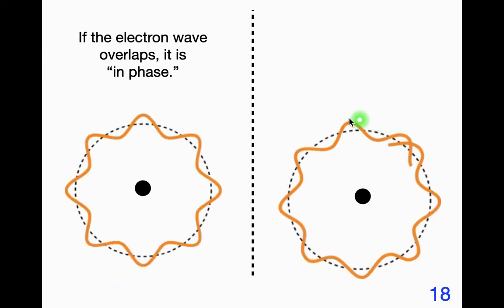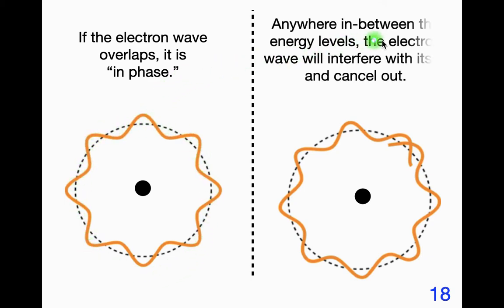If an electron wave overlaps, it is in phase with itself. You can see that here. Anywhere in between the energy levels, an electron wave will interfere with itself and cancel out. And that's what we have going on here. It is out of phase.